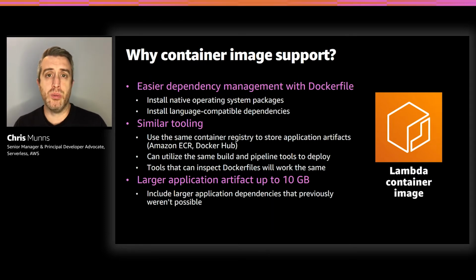Similarly, we've seen customers who want to use the dependency systems and package types for their runtime. So for the language you're building your application in. For Node.js, this is things like npm packages. For Python, it could be pip packages. For Java, there's Maven. For .NET, there's NuGet, and so on and so forth. Ruby has gems and things like that.